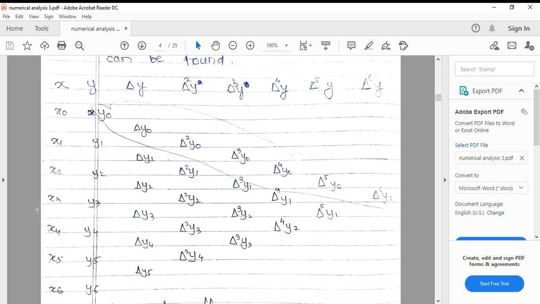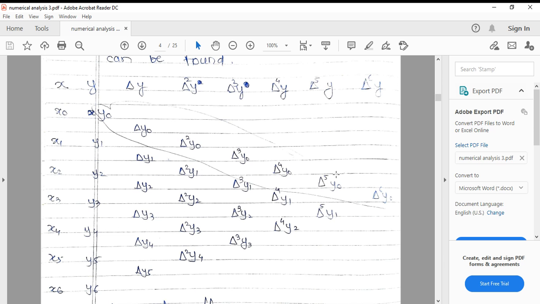If you see here, we have 7 values: x1, x2, x3, x4, x5, x6, these are 6 values, plus x naught. So n plus 1 values, that is, we have a total of 7 values. Here it is reduced to 6, and then reduced to 5, 4, 3, 2 and 1. Finally, delta raised to 7 y will be 0 because there are no other values.